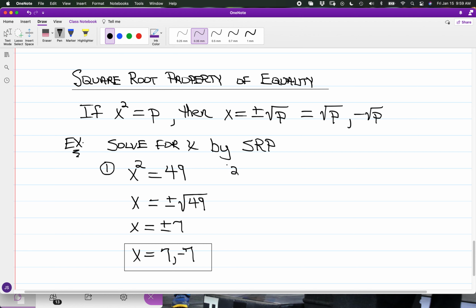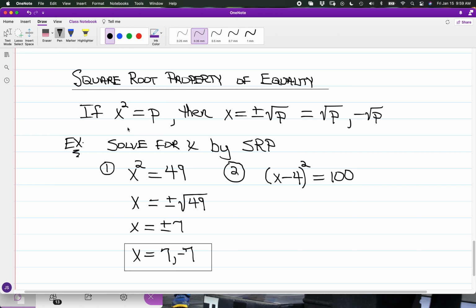Okay. Now let's say if we have x to be represented by a binomial. And so let me change this. I don't want too many 2's here. Let's say we have x minus 4 squared is equal to 100. Okay. So here we have x represented by x minus 4.